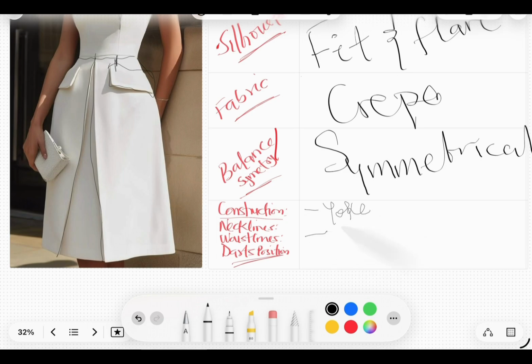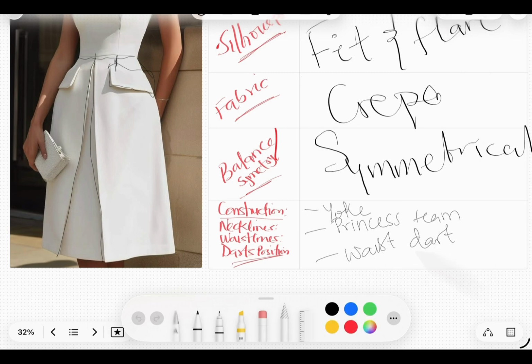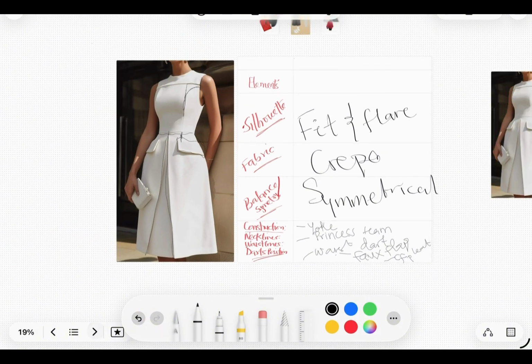We have the yoke, we have the princess seam, we have a waist dart on the lower part. We also have pocket flaps. Let's just say 4 flaps, and then we have a CF pleat, right? So there's a lot there. So let's move on to the next part.